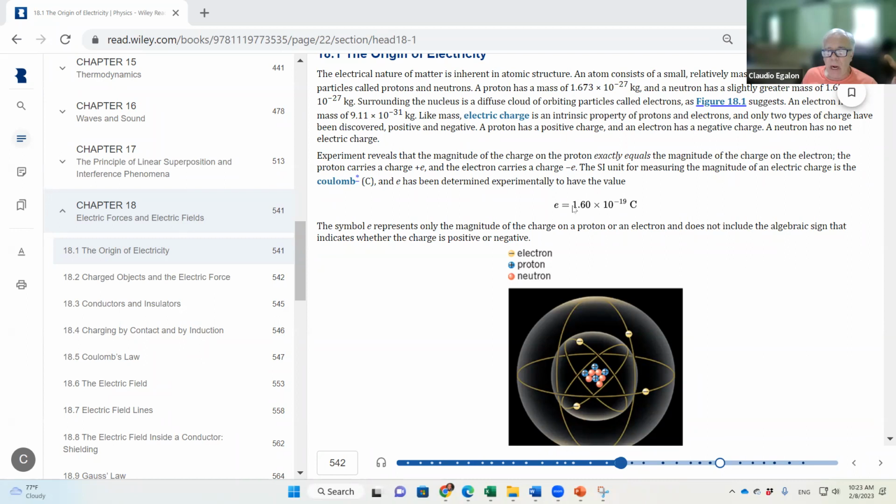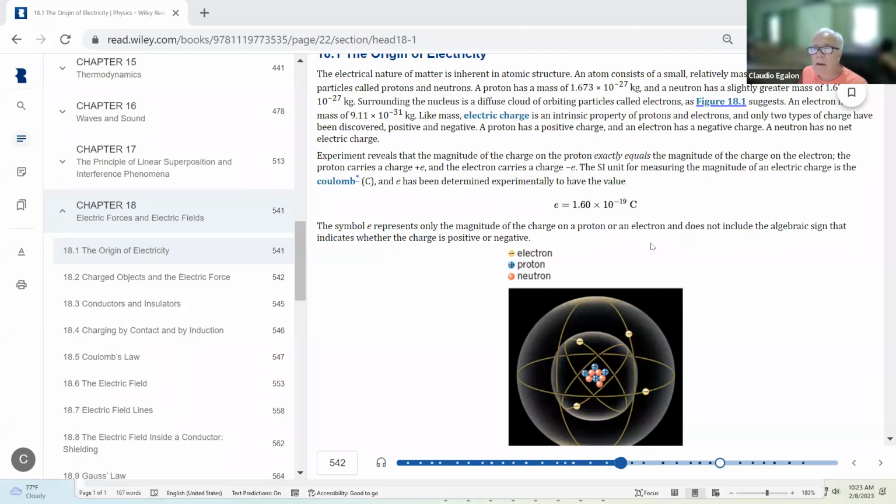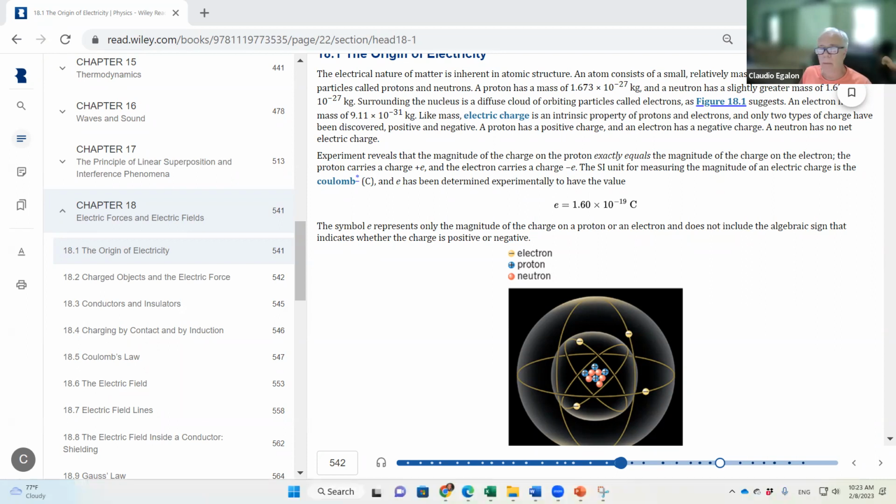The unit of electric charge is the coulomb, abbreviated by the letter C, okay? C for coulomb. The charge of the electron is this value here, and that's the charge of the proton as well. The electron is a negative of this value here.